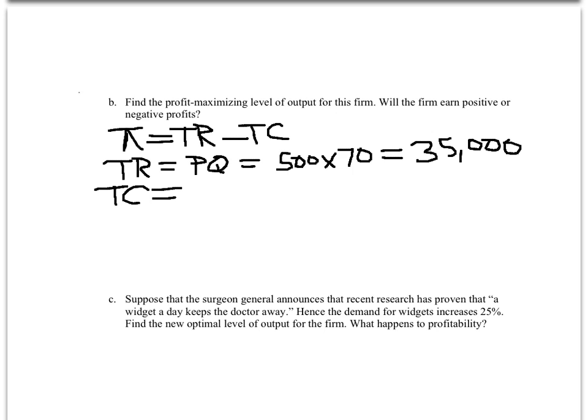The next problem says, suppose that the Surgeon General announces that recent research has proved that a widget a day keeps the doctor away, hence the demand for widgets increases by 25%. I didn't actually require you to find the optimal level of output. Just in general, you need to know what happens to profitability. While the demand increases, then clearly the monopolist will be able to increase profits because there's more demand for its product.